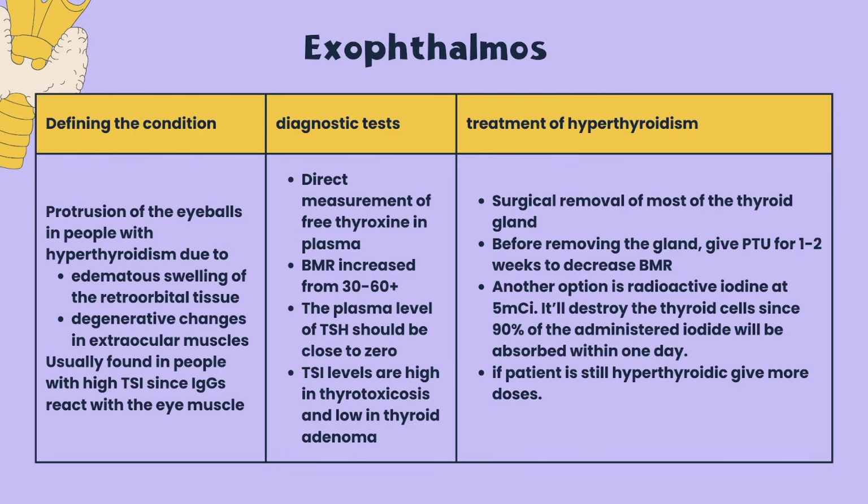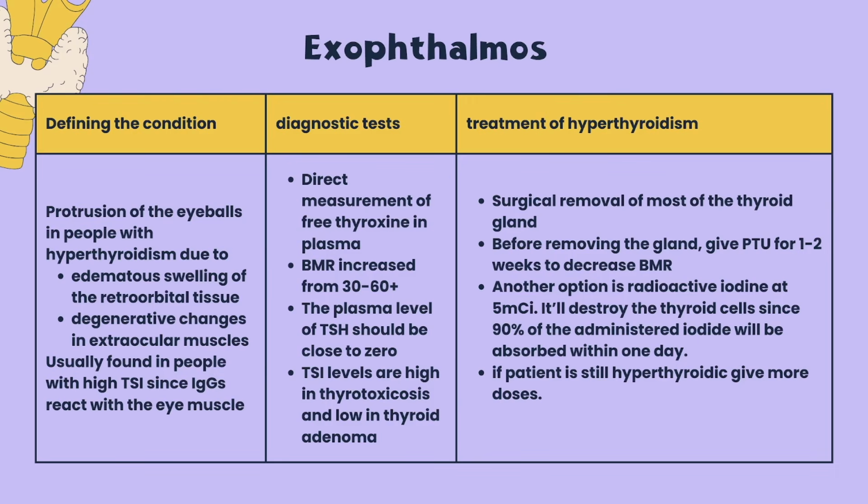Now, to diagnose exophthalmos, measure the free thyroxine in plasma. Someone might have protruded eyeballs from birth, naturally. So to diagnose it, you have to measure the free thyroxine in plasma. Make sure it's high if the patient has exophthalmos. BMR should be increased to 30 to 60 percent above normal, so 130 to 160% of normal. The plasma level of TSH should be 0 or close to 0.